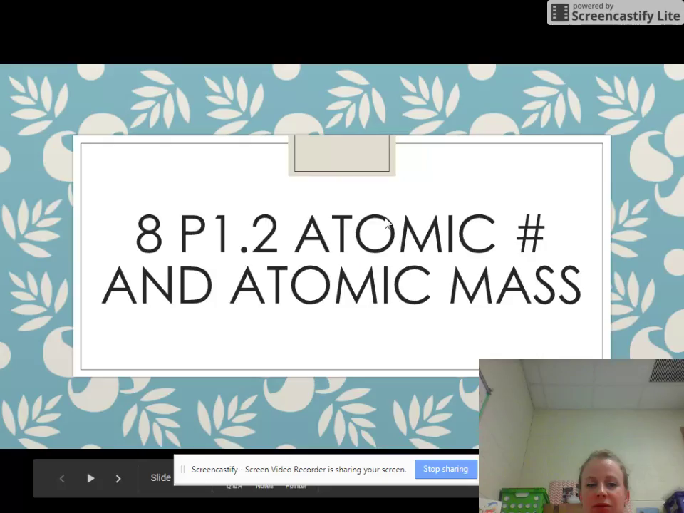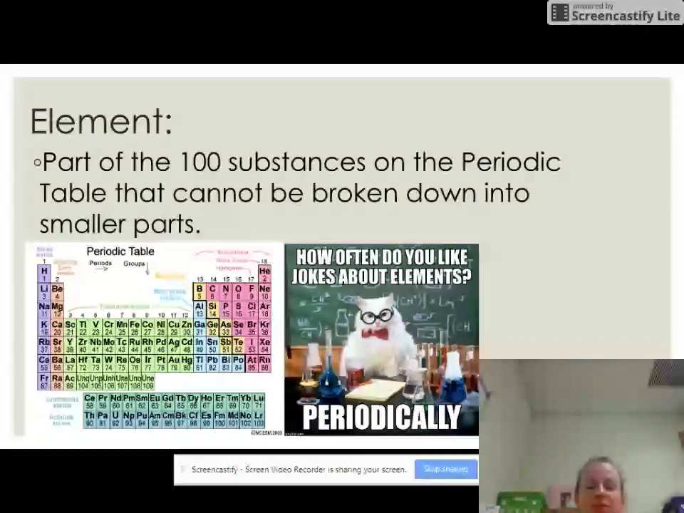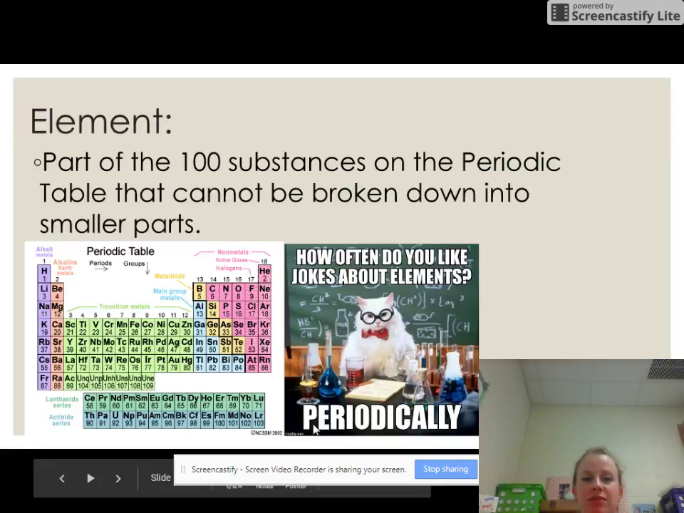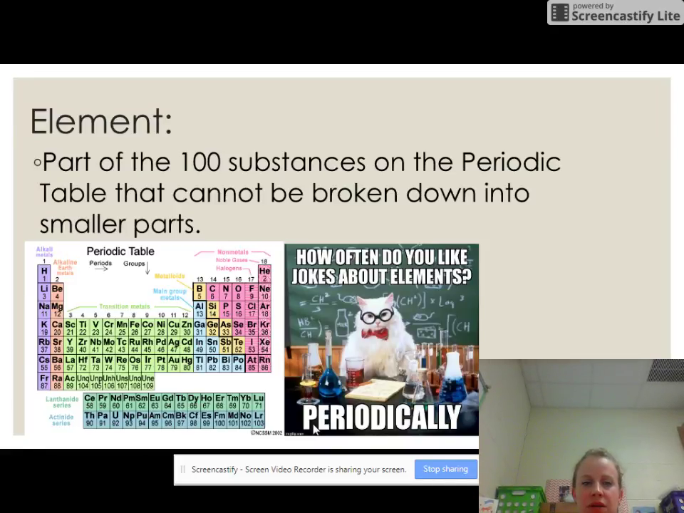Today we're going to review 8P1.2. So the first thing we're going to talk about is atomic number and atomic mass. So let's start with elements. You know elements, they make up the periodic table. There's over 100 of them. They can't be broken down into smaller parts.